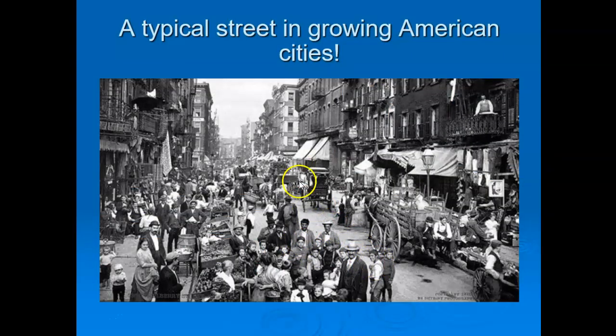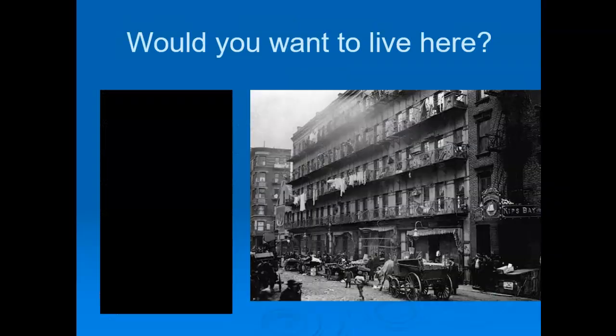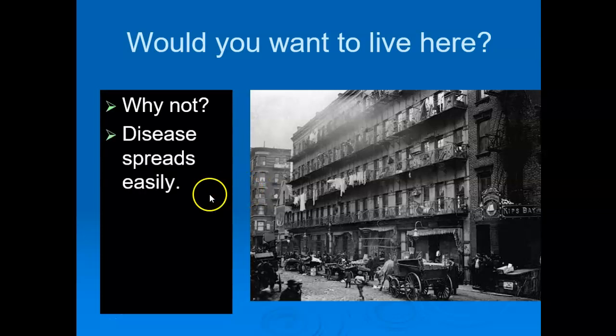So this is a typical American street scene, but you have to understand what the problems are with growing urbanization. My question is, do you want to live here? Does this look like a place that you would want to live? Kips Bay, by the way, if you look it up, is New York City again. So would you want to live here? Probably not. Why not? Well, let's talk about it.